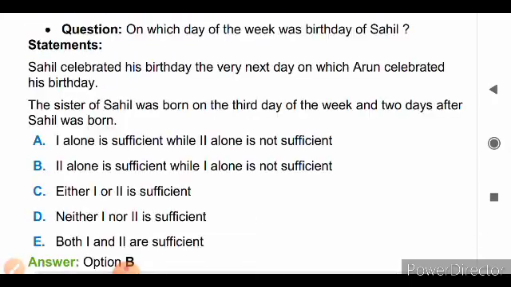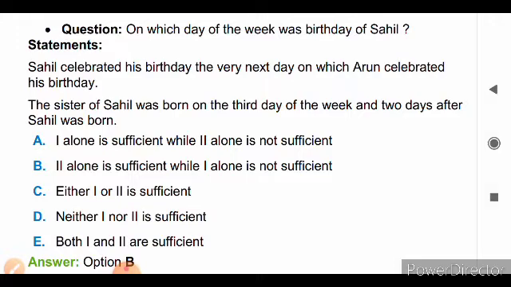Next question is: on which day of the week was the birthday of Sahil? Statement 1 is Sahil celebrated his birthday the very next day after Arun celebrated his birthday. Statement 2 is the sister of Sahil was born on the third day of the week and 2 days after Sahil was born.